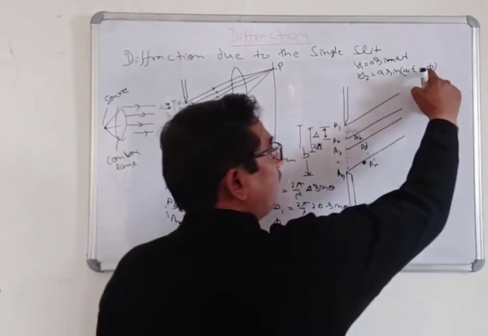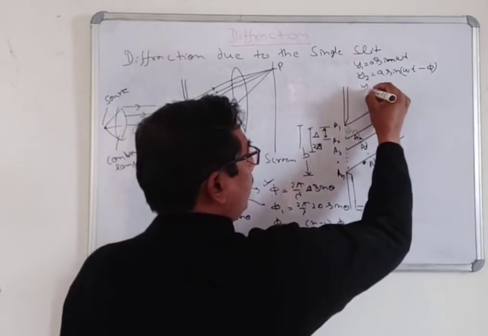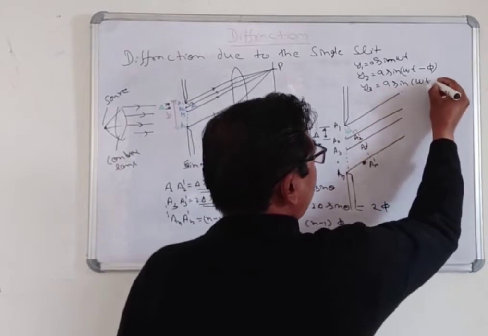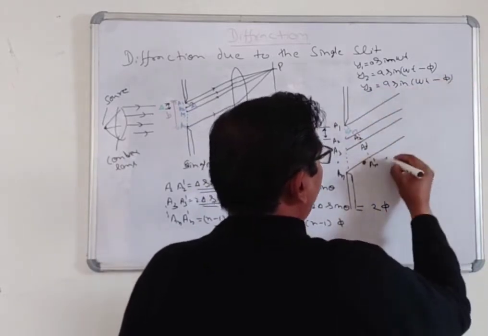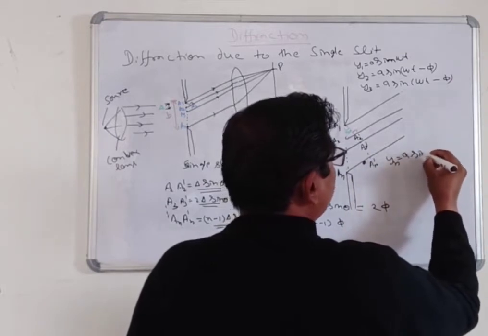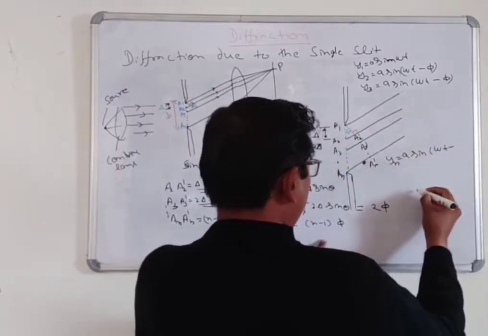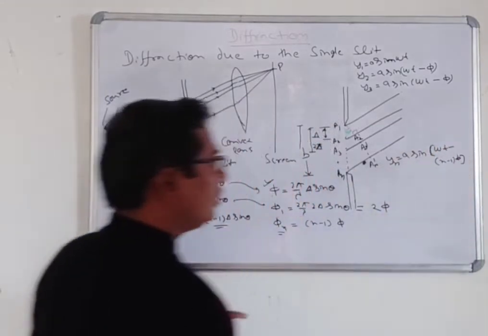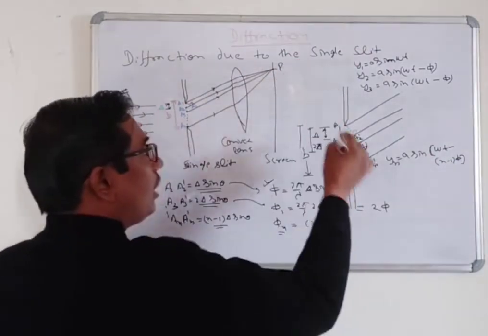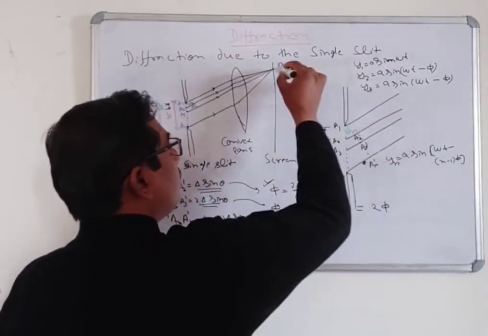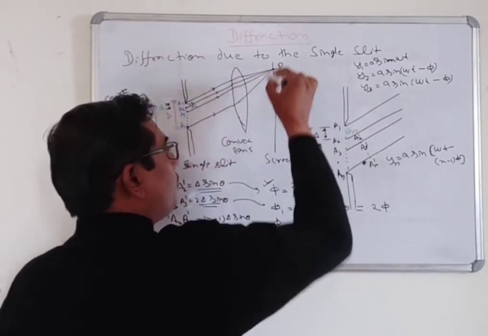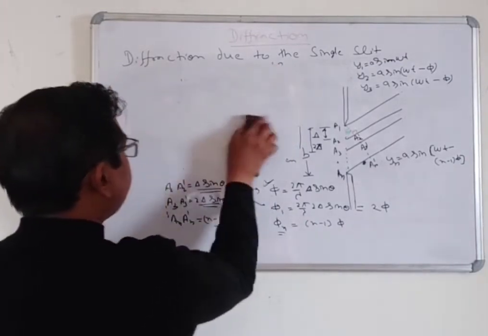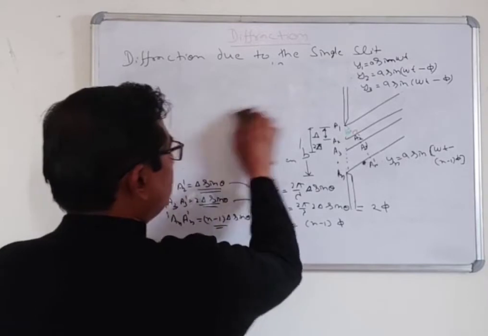So here we will use a negative sign. Now Y3 is generated from this point, A sine omega t minus 2 phi, and up to Yn, which is equal to A sine omega t minus n minus 1 phi, like that. What will be the resultant? All the waves will meet at a point P. Now the sum of all the waves is equal to the resultant wave.